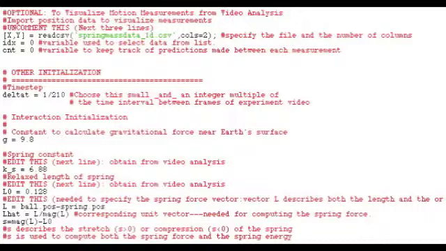The time step is then set to 1/210, and the Earth's gravitational acceleration is 9.8 meters per second squared. Solved for previously using Hooke's law, the spring constant is 6.88, and the displacement is 0.128 meters. L and L hat are then set respectively.